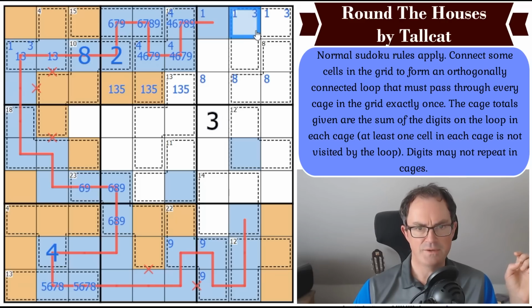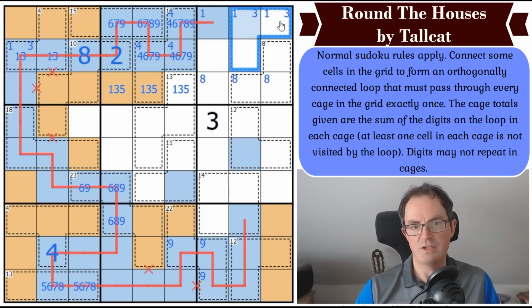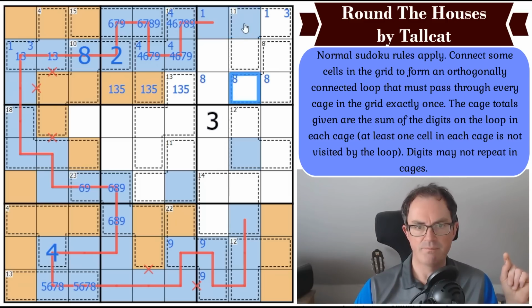Oh, that can't be a 1. This cell is on the loop. And if it was a 1, because we know there are only 2 cells in the 11 cage that are on the loop, if there's a 1 on the loop, the other cell would have to be a 10, and that's not going to work. So it's not a 3 either.